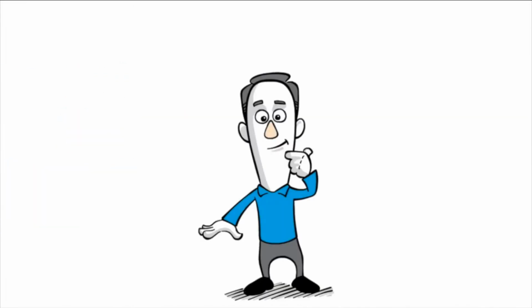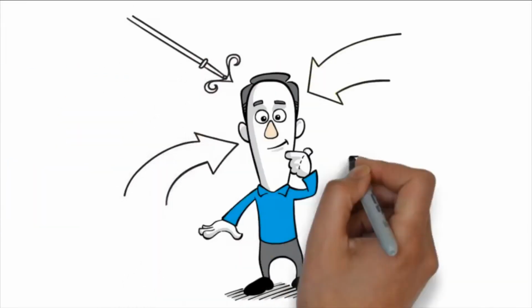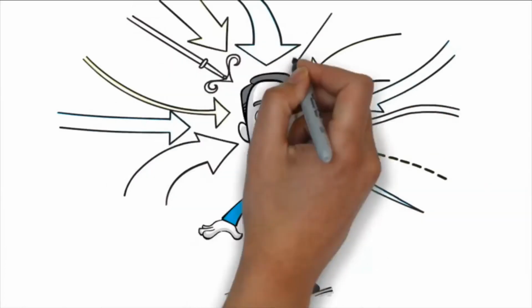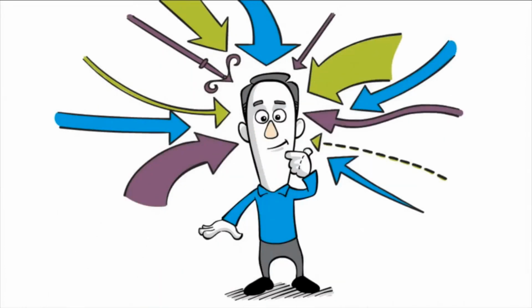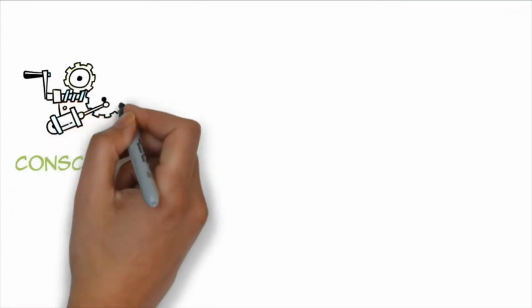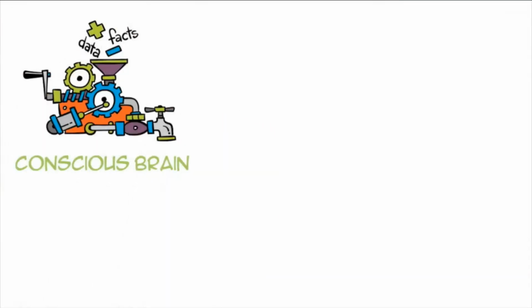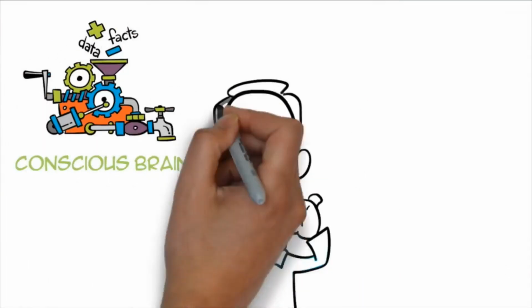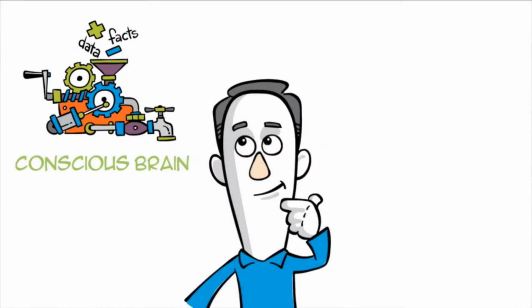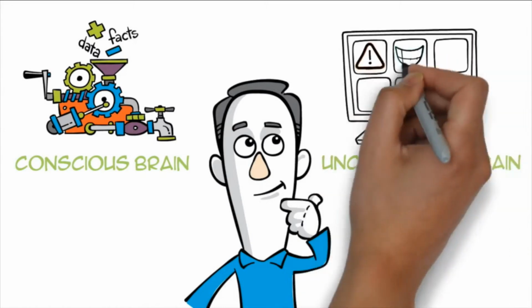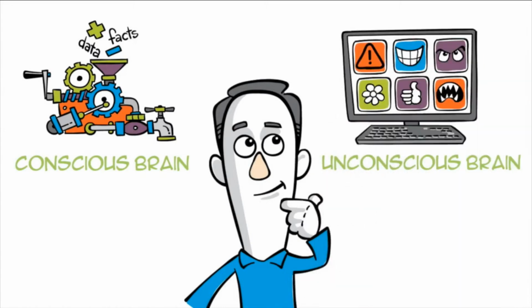Your brain, by some accounts, receives roughly 11 million pieces of information each second, but your conscious brain is only able to process about 40. How do you handle all the rest? You handle it because you're really using two brains. Your conscious brain, which works with facts and data, has very little capacity and processes information slowly, and your unconscious brain, which is habit and intuition driven, has huge capacity and is really fast.